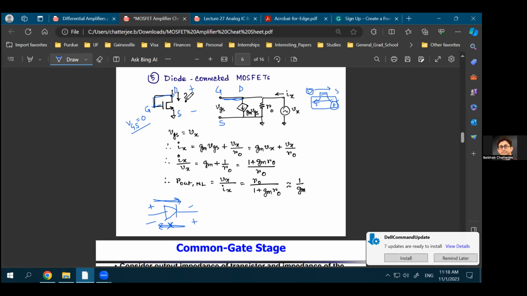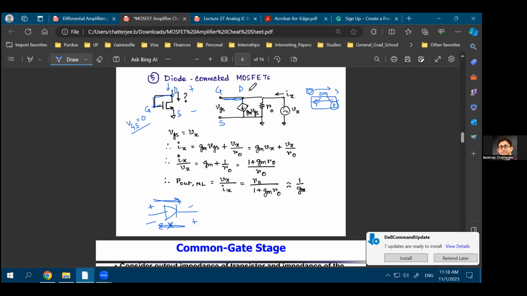Drain terminal is positive and the source terminal is negative. And gate and drain are connected together. You have gm times VDS connected at the drain terminal as this current. You have RO, let's say you have some amount of RO over here. And what you're trying to do is find out the resistance looking into the drain terminal when you have the diode connected MOSFET.